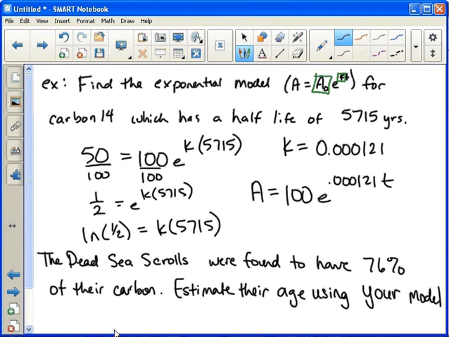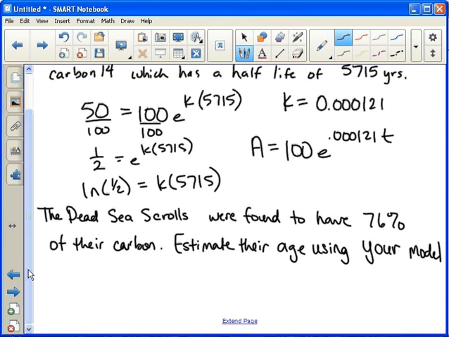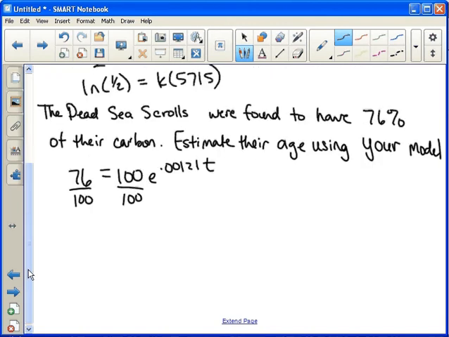Okay, so we know that the amount left was 76%. So I will plug in 76 for A and solve for the time. I'll divide both sides by 100. So that's just going to give me 0.76 equals e to the 0.0012. Oh, I'm forgetting a 0. There's one extra 0 there. There we go. Now I can take the natural log of both sides.